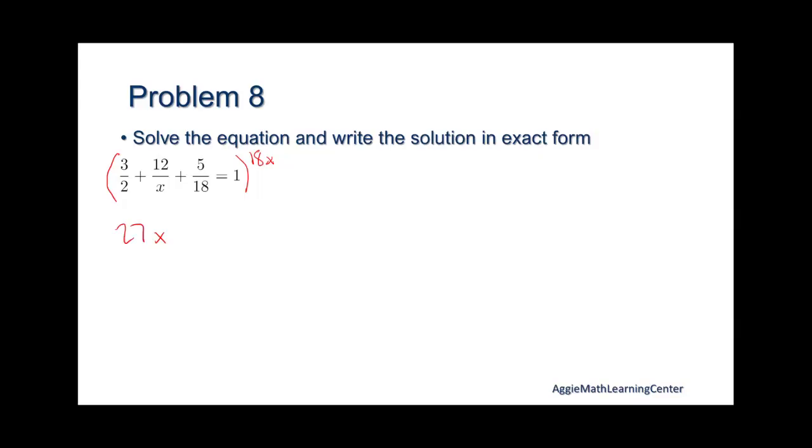Okay, we got our second term. 12 divided by x times 18x. What happens to our x in the denominator? It cancels out with that x from the 18. So we get 12 times 18. That one I don't have memorized. I don't know if you guys do. It's 216 in the calculator.